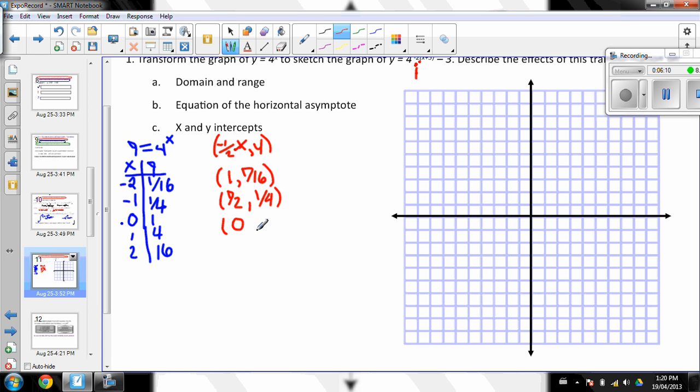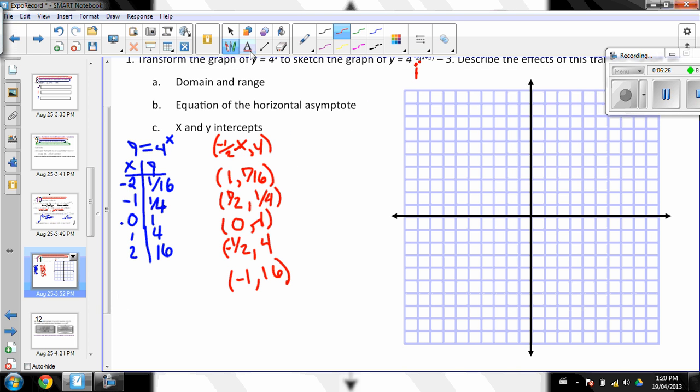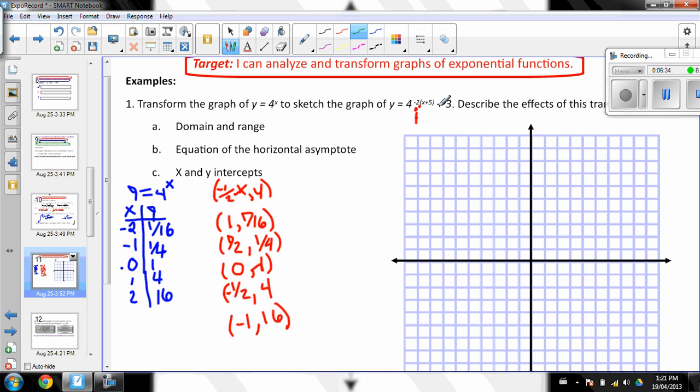This will be 1/2 and 1/4. This will be 0 and 1. This will be negative 1/2 and 4. And this will be negative 1 and 16. So now that we've dealt with our stretches, we can work with our translations. So our first translation, we are going to subtract 5 from our x's, and we're going to subtract 3 from our y's. So negative 5.